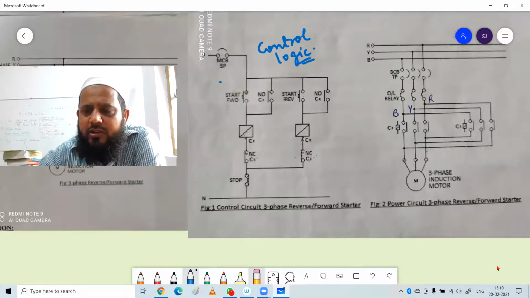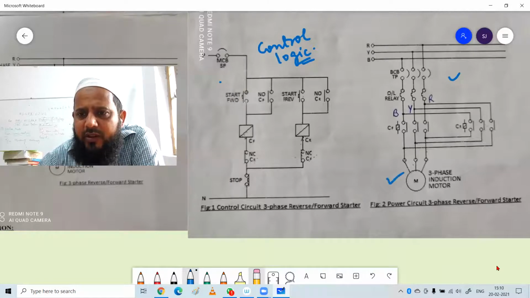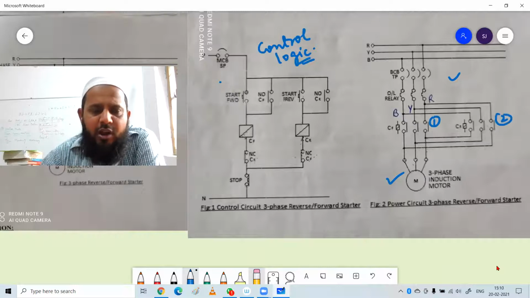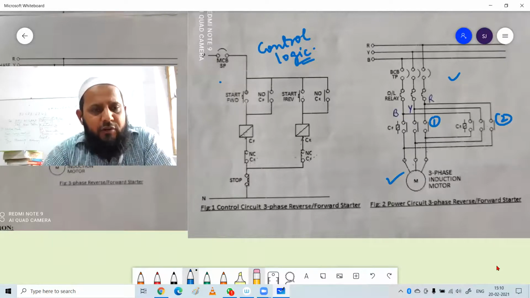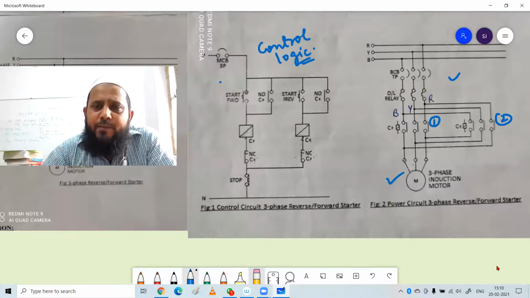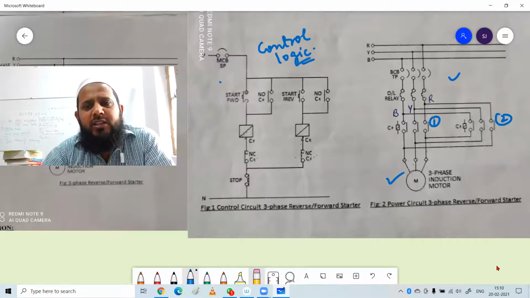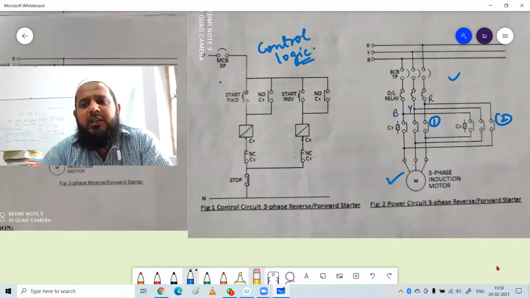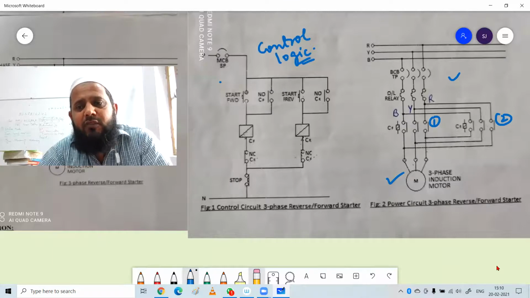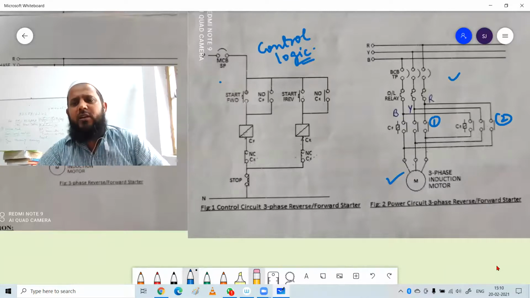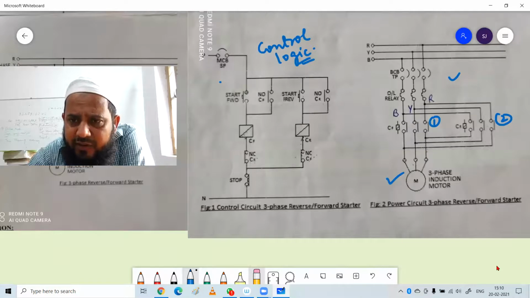Okay, this is control logic and this is the actual three phase induction motor, and these are two contactors. This is first, this is second. Now how do we reverse the direction of three phase induction motor? We can simply reverse the direction of a three phase induction motor by interchanging any two phase terminals. If we interchange any two phases, then the direction of a three phase induction motor will be reversed. Now what the basic idea is, first this contactor works.